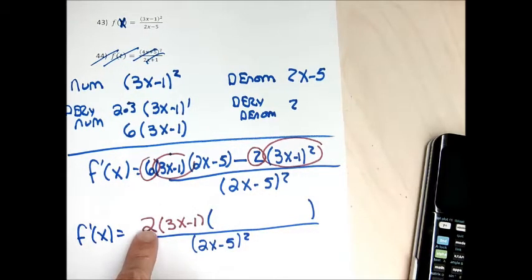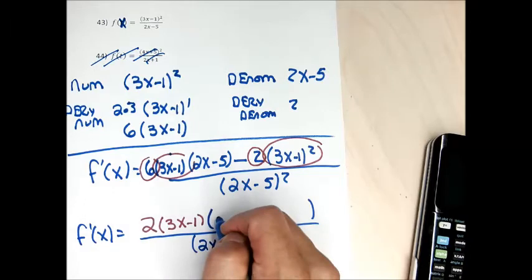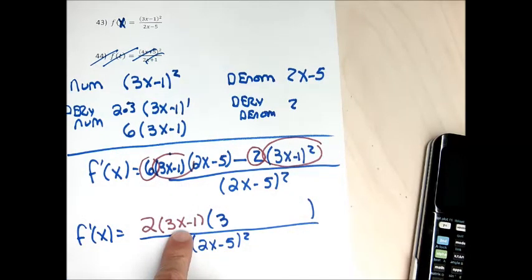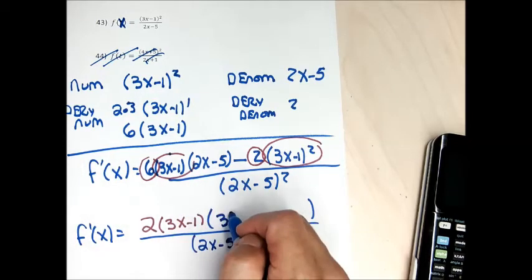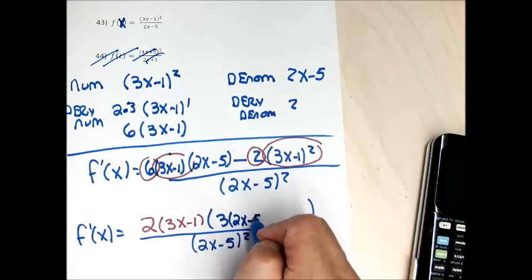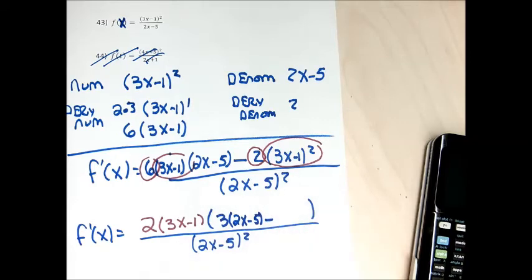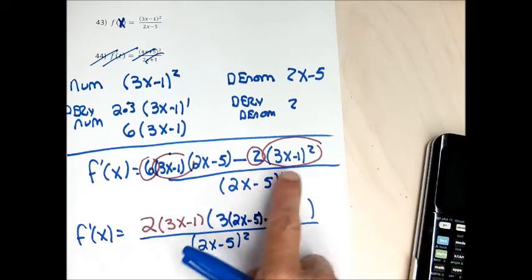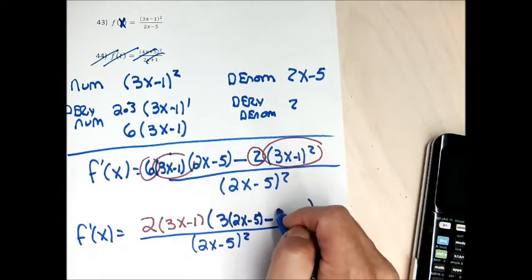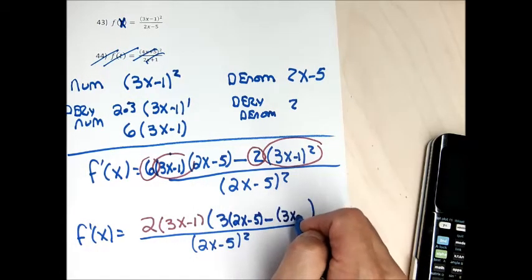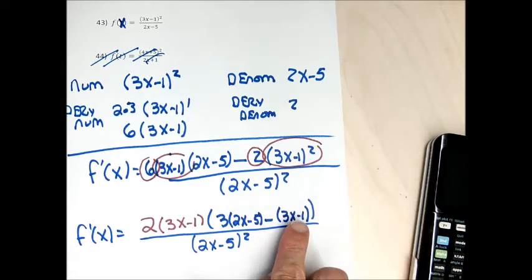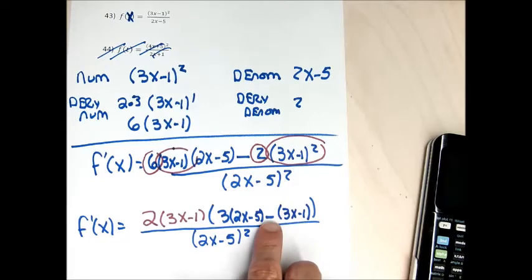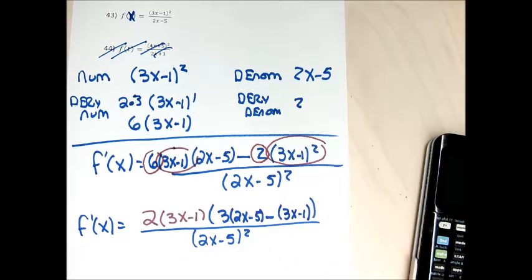This 6, when I factor out a 2, I'll divide the 6 by 2. It'll turn into a 3. This 3x minus 1, I factored it out, so it won't stay there. The 2x minus 5 is going to stay because I haven't factored it out. Bring down the minus sign. After the minus sign, the 2 I factored out, so it's gone. The 3x minus 1 squared, I factored out one of them, so I'm still left with 3x minus 1 to the first power. Needs to stay in a parentheses so that when I simplify, I don't mess up with the negative sign. So almost done.